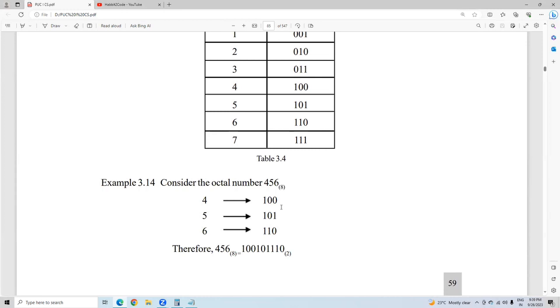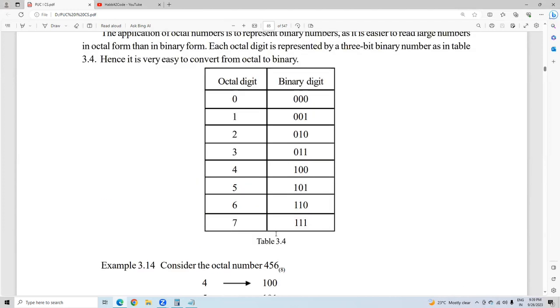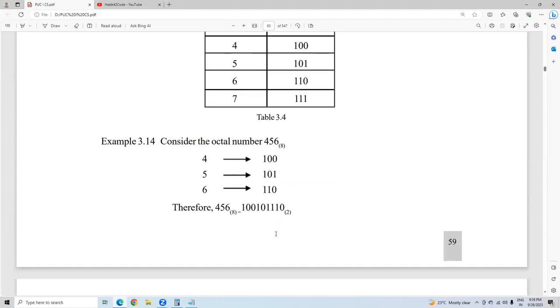See, 456 base 8, it's an octal number. Let's see how to convert it to its binary equivalent. 4 means 100, 5 means 101, 6 means 110. So now 100, 101, 110. So simple. But if you remember this table, then this conversion will be easy.